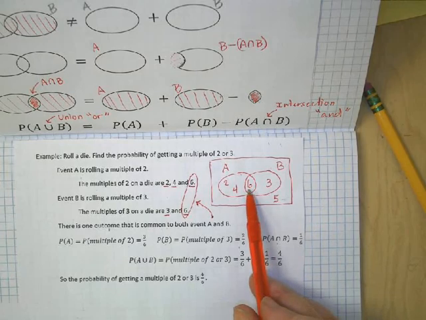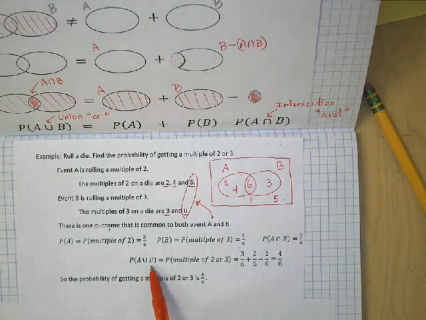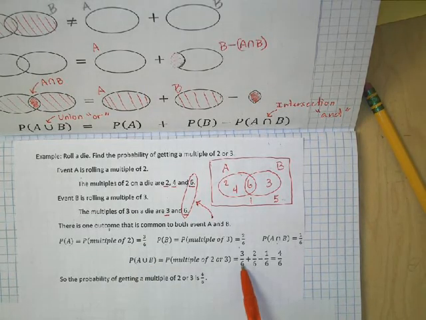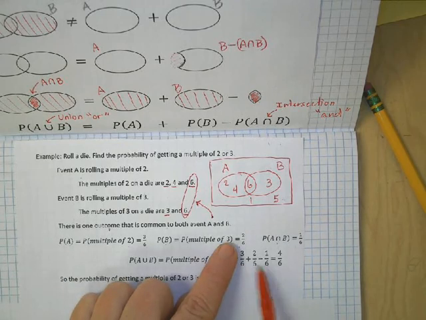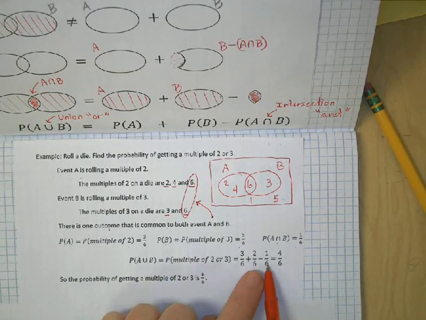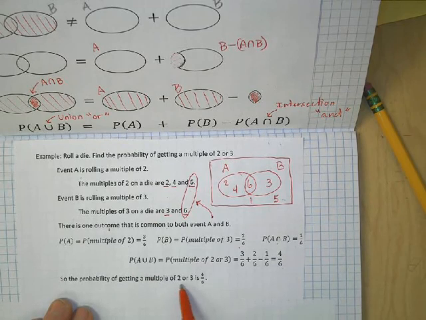So the probability of the union is: I'm going to take my probability of A, plus my probability of B, minus the probability of the overlap. And that gives, so 3 plus 2 is 5, minus 1 is 4, gives me 4 out of 6. So the probability of getting a multiple of 2 or 3 is 4 out of 6.